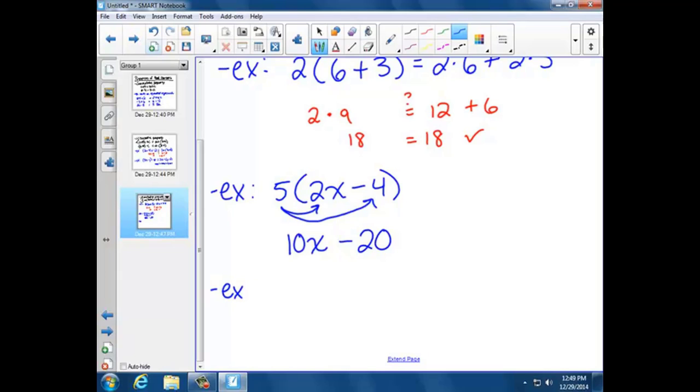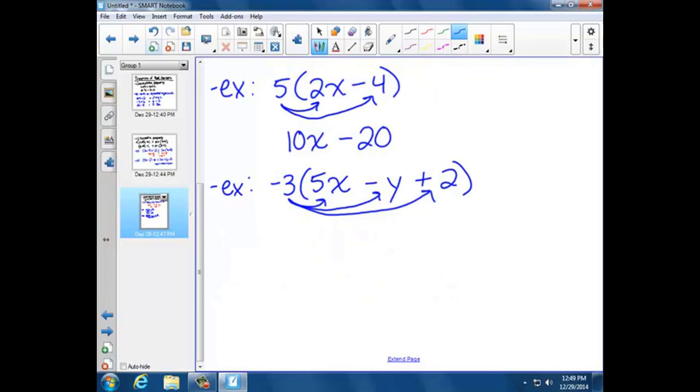Let's do one more. It works the same if I had 3 things. I'm going to do a negative here. Negative 3 times 5x minus y plus 2. And I could have kept that going. It doesn't matter how many things are in the parentheses. You can distribute to, in this case, 3 things or more. So negative 3 is going to be multiplied by each part of that.